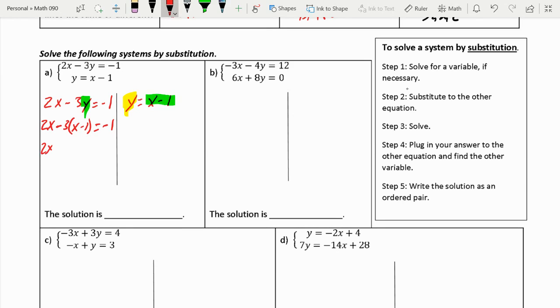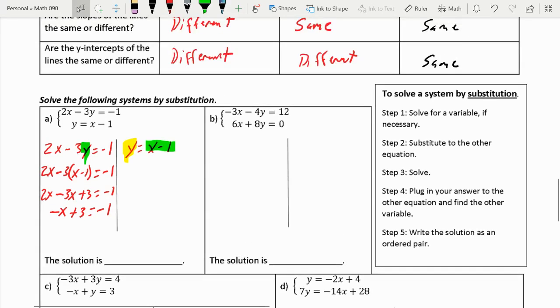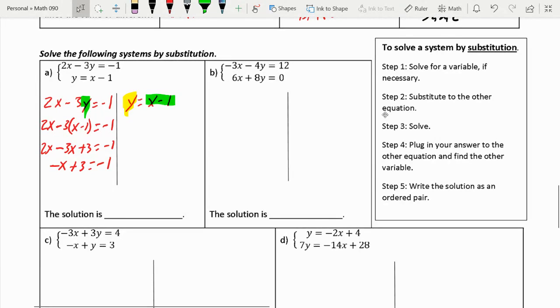I have 2x minus, distribute, 3x plus 3 is equal to negative 1. Combine like terms: 2x minus 3x gives me negative x plus 3 is equal to negative 1. Subtract 3 from both sides. So I have negative x is equal to negative 4. Since I have a negative in front of the x, think about just doing the opposite. So positive x is equal to positive 4.